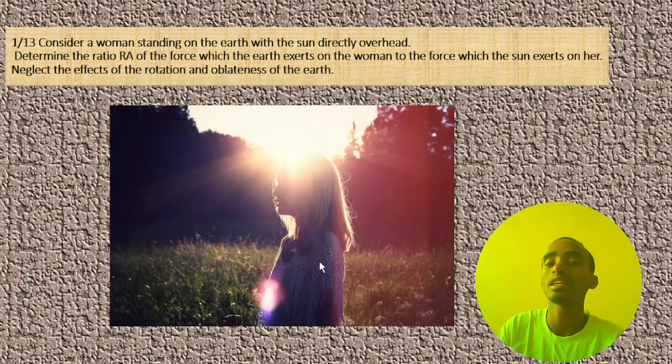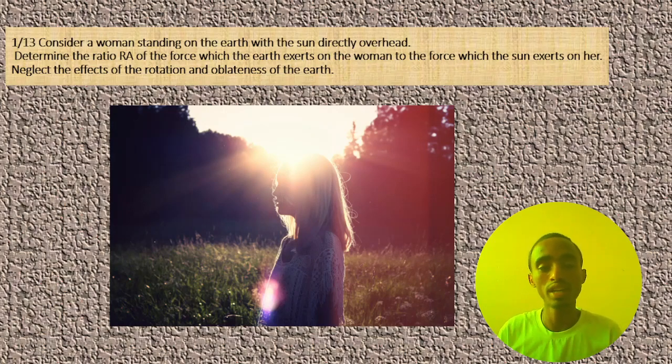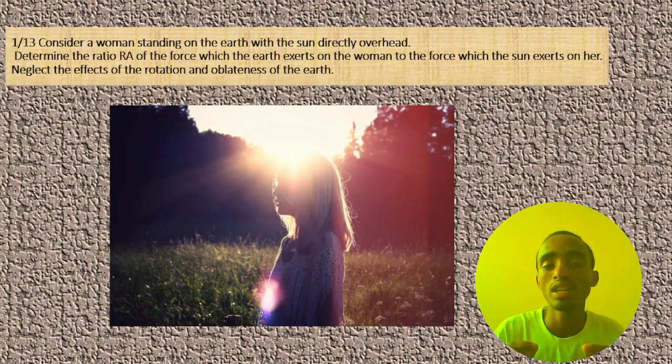As you know, there is a force between two masses, and we can calculate this force by using Newton's law of gravitation, in which the force is equal to the gravitational constant times m1 times m2 over the distance between the centers of the two masses. And by using that concept, we can calculate the force exerted by the sun on the woman and the force exerted by the earth on the woman.